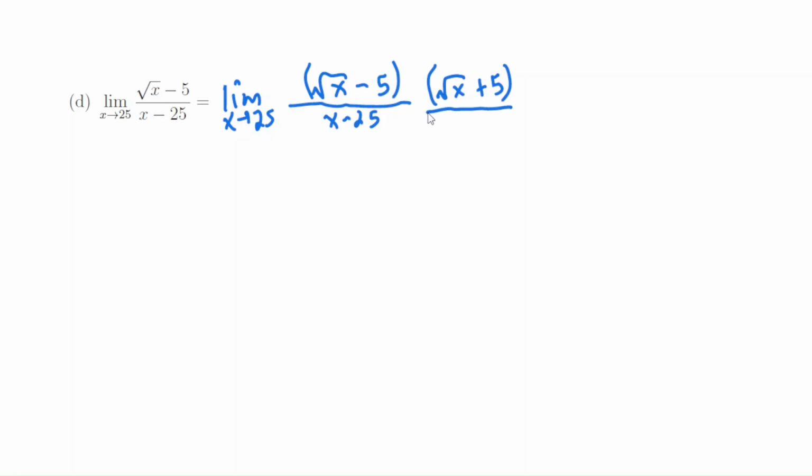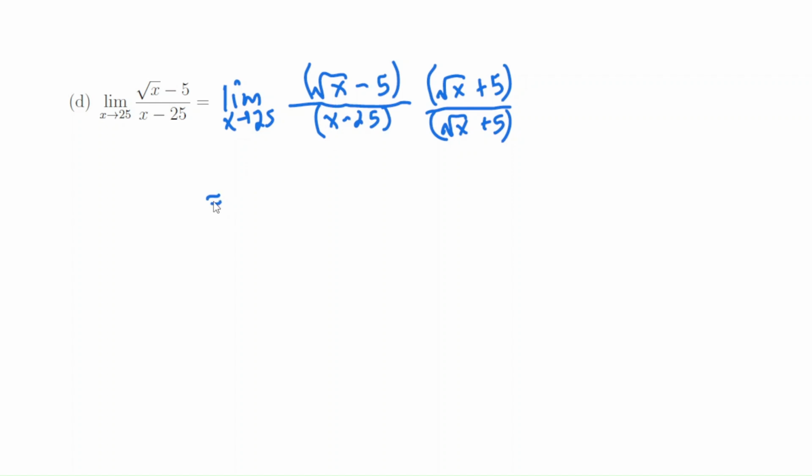We have to multiply our whole expression by the square root of x plus 5 over itself, because this whole thing is 1, right? No matter what x is, this is just 1. We're just multiplying by 1. If you multiply something by 1, you don't change it. Okay, and let's put these in parentheses down here.